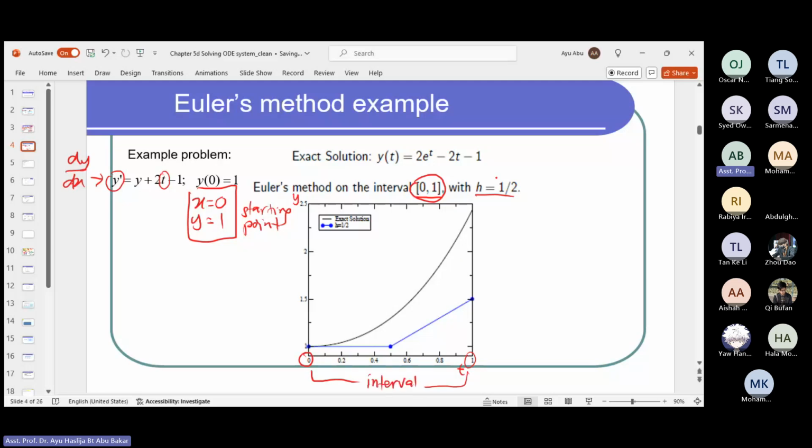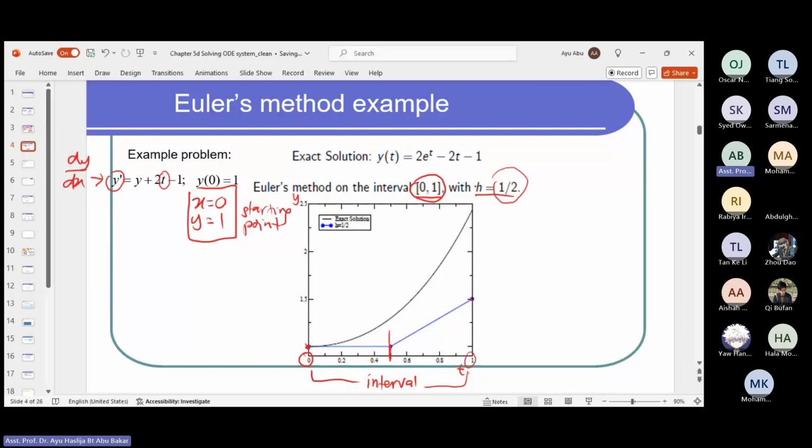With a step size of 0.5, half. Step size 0.5 means that this is another point. So this is another point, the step size. That's why you see there are 3 points over here. Now we go step by step on how to solve this.